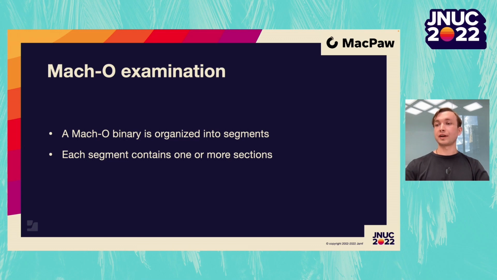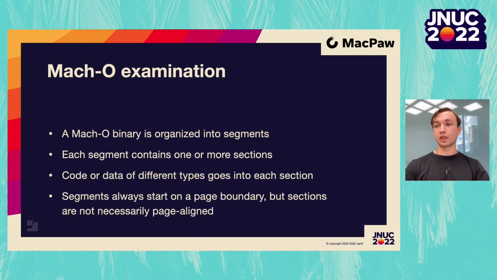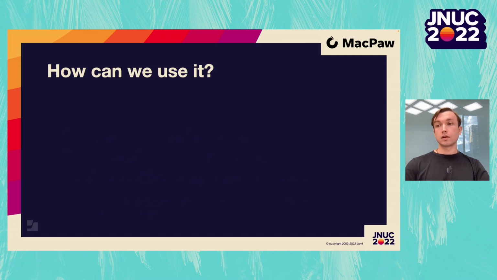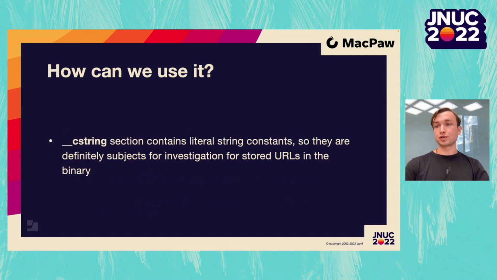A Mach-O binary is organized into segments. Each segment contains one or more sections. Code or data of different types go into each section. And segments always start on a page boundary. Sections, however, are not thoroughly page aligned. But how can we use it for our purposes? The cstring section contains literal string constants, and it also quotes strings in source code. So they are definitely a subject for our investigation for stored URLs in the binary.